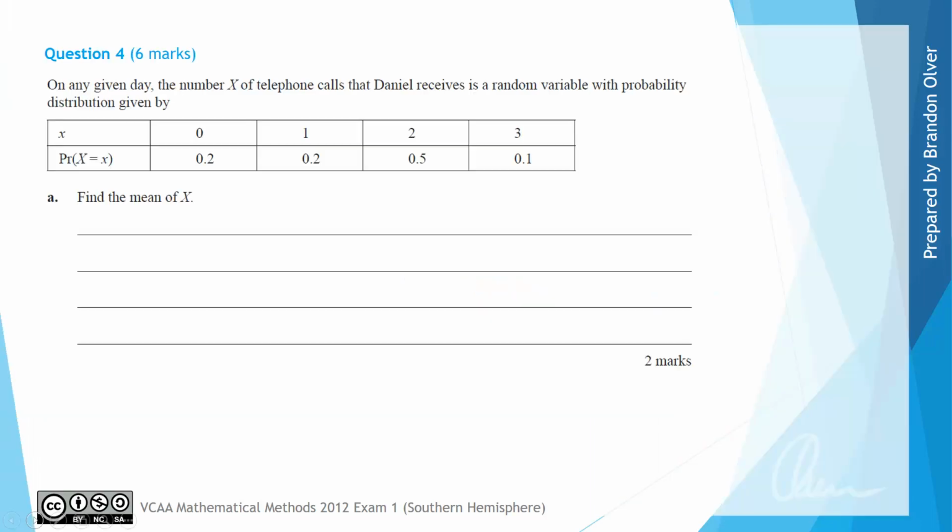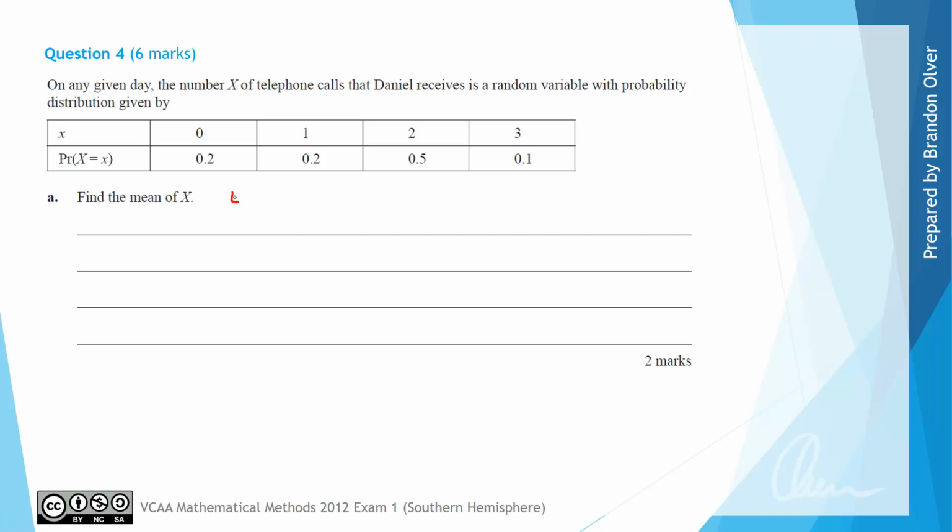For question 4 we have that on any given day the number x of telephone calls that Daniel receives is a random variable with probability distribution given by the following table. For part A we're asked to find the mean of x.